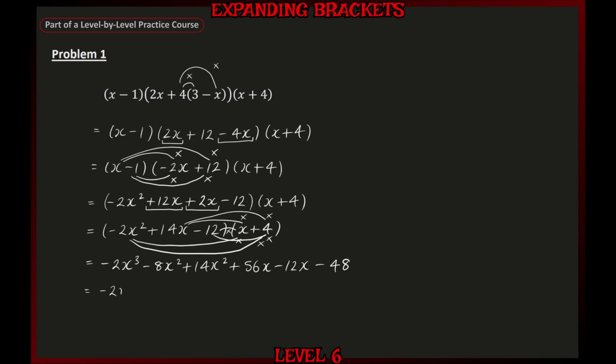To finish off and completely simplify, we can collect together the like terms. So we have minus 2x cubed, the minus 8x squared and the plus 14x squared can be collected together, and this is the same as 14x squared minus 8x squared, which gives us plus 6x squared. We can also collect together the 56x and the minus 12x, and this gives us plus 44x, and we have a minus 48 at the end. So our final answer to problem 1 is minus 2x cubed plus 6x squared plus 44x minus 48.